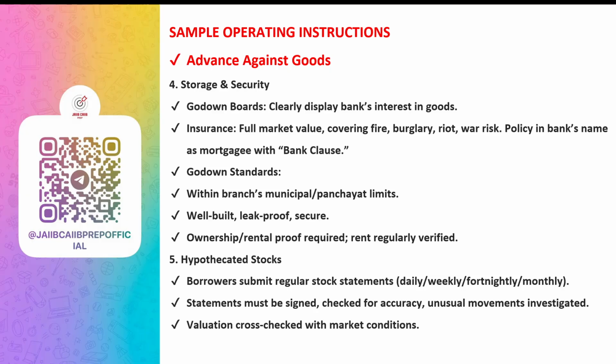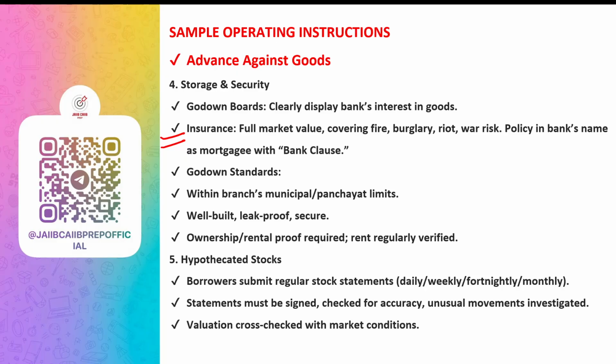Storage and security. So you place a sign at the godown entrance, and the purpose of the sign is that you inform the public that the goods belong to the bank, and you prevent others from buying them without the bank's consent. Insurance should be there. Goods must be insured against fire, burglary, riot if needed, war or emergency. So insurance is very important.